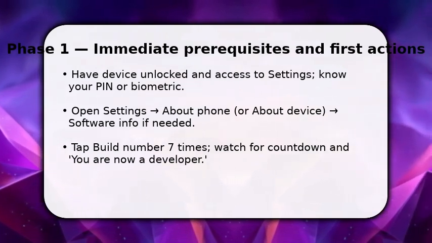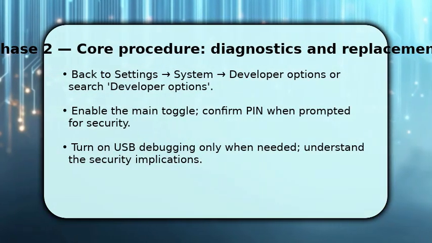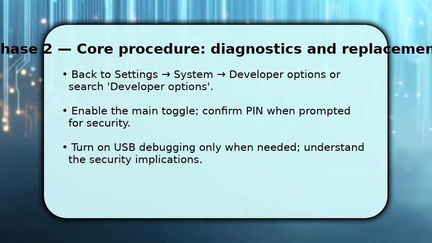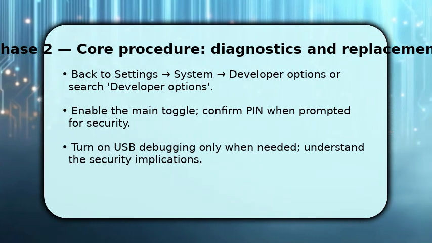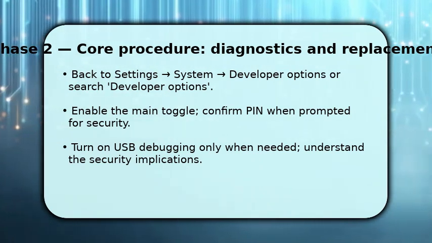Typically Settings > System > Developer Options, or use the Settings search bar. Flip the main toggle to enable the suite. Android will ask for your PIN, confirm it to prevent accidental enable.